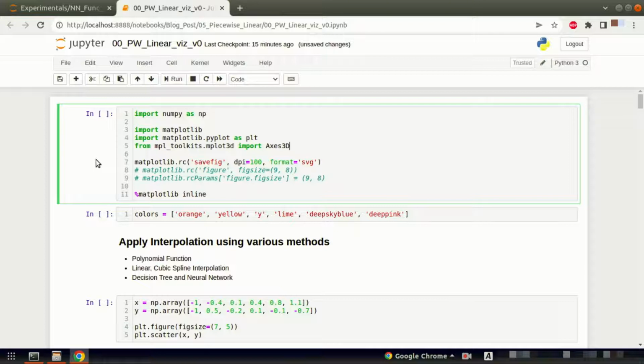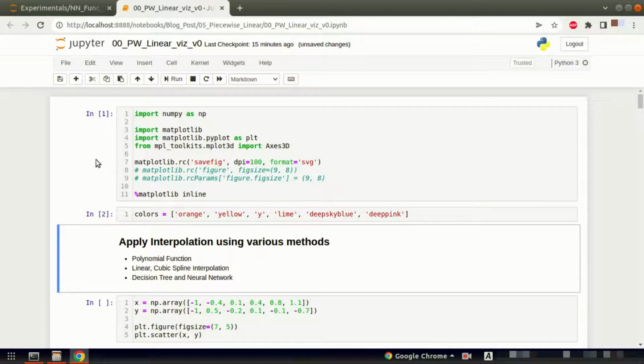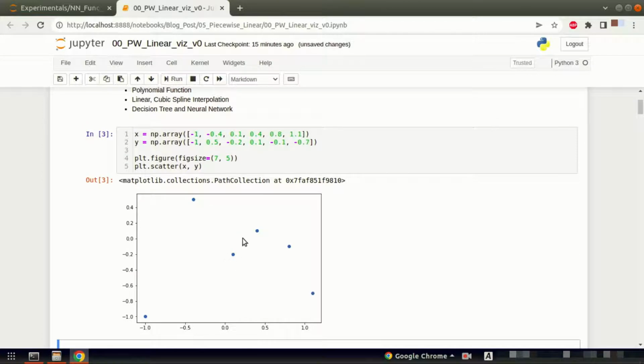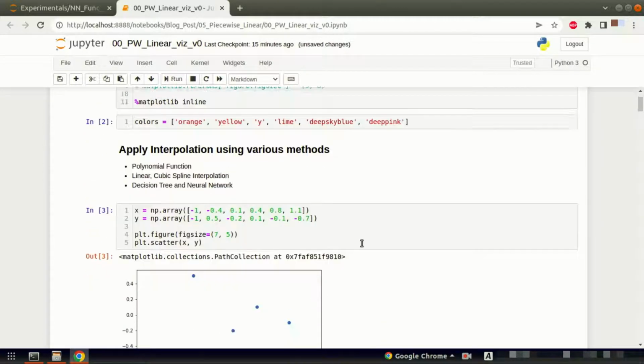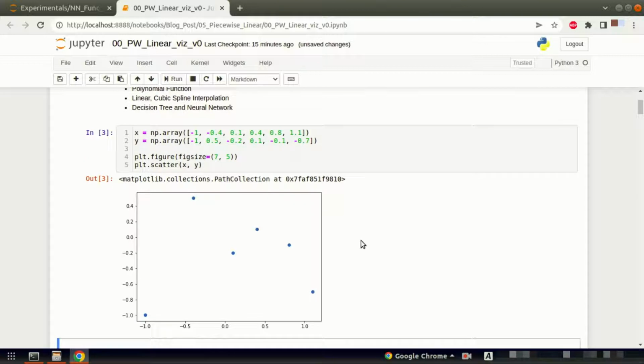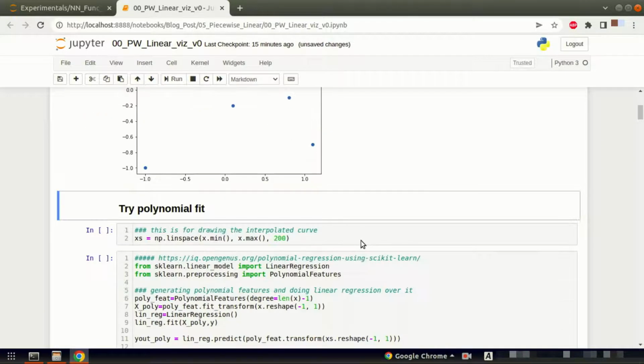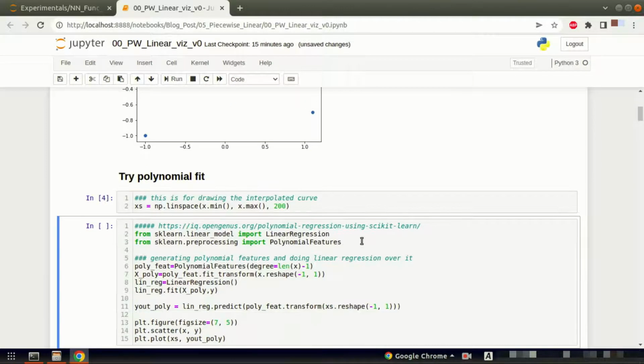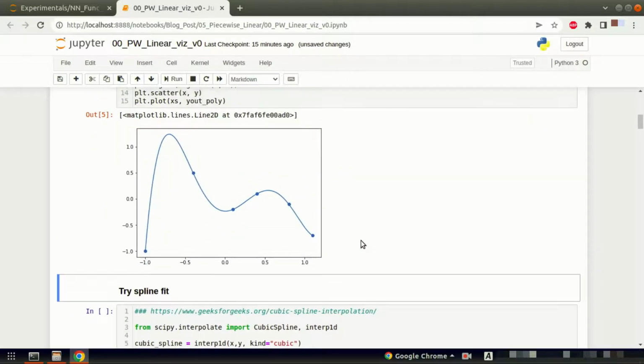Let's get into some code. First, we import numpy and matplotlib. We are going to interpolate over these points using polynomial function, linear and cubic spline, dysentery, and neural network. First, polynomial spline or polynomial function. So polynomial function will fit the points in this way.